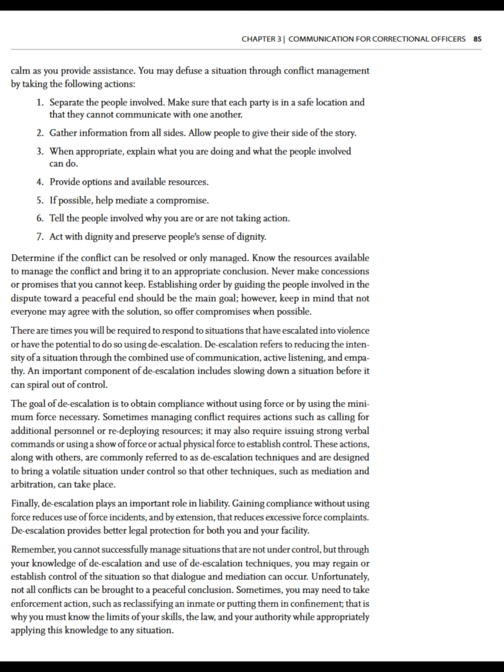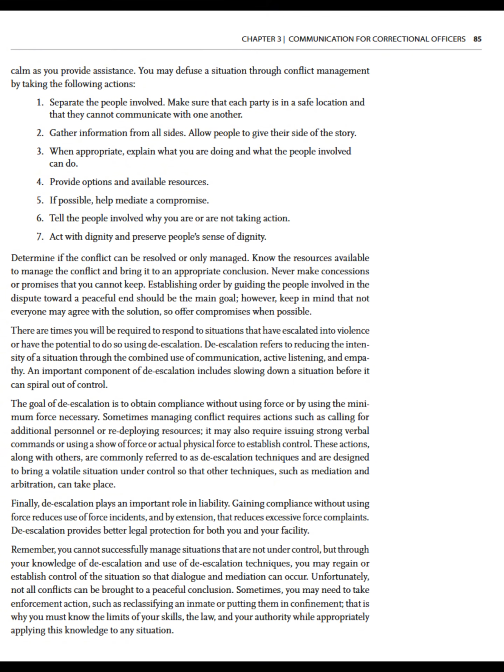Finally, de-escalation plays an important role in liability. Gaining compliance without using force reduces use of force incidents, and by extension, that reduces excessive force complaints. De-escalation provides better legal protection for both you and your facility. Remember, you cannot successfully manage situations that are not under control. But through your knowledge of de-escalation and use of de-escalation techniques, you may regain or establish control of the situation so that dialogue and mediation can occur.